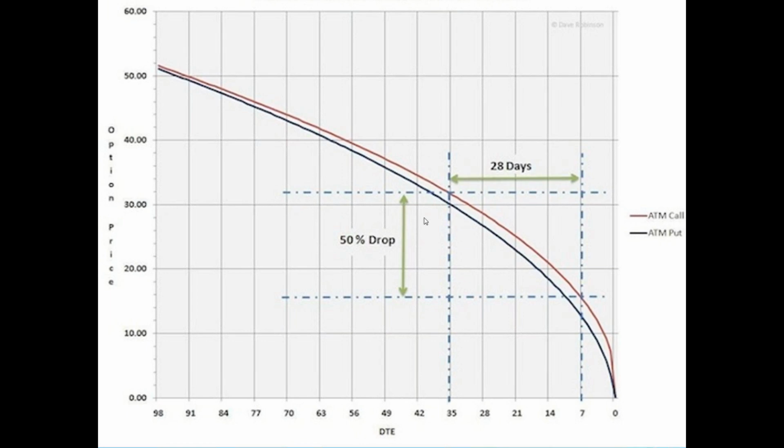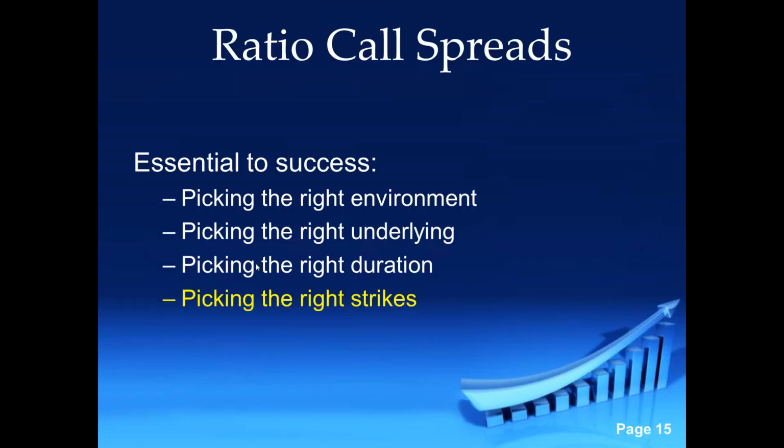Sweet spot is 35. You go out to 45, you can come into 28, but we still are going to get this nice steep theta decay happening in our options that are further out of the money as well. All right, and picking the right strikes. I've mentioned this a couple of times. We prefer to do this for a credit, but at least make it a scratch. It means you didn't pay out any money other than your commissions.